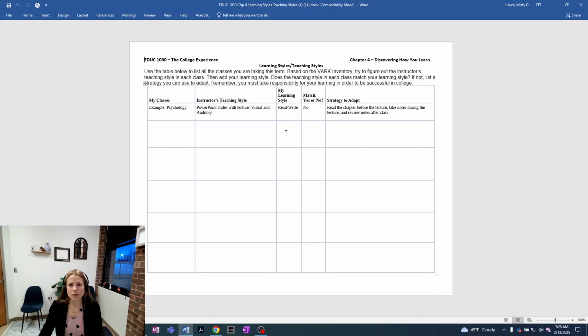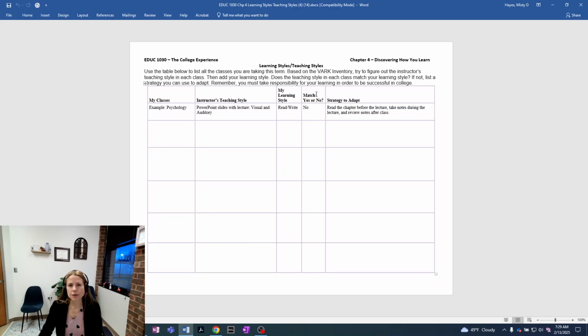Remember, these results came from that BARC inventory that you took. So if you're read-write, you're going to put read-write. If you're kinesthetic, you're going to put kinesthetic. It will not change. So whatever your results are will remain the same, and you will put it all the way down this column. So if you're visual, only put visual, right? Remember, if you're 2, you would put 2, but you're going to put it all the way down here.